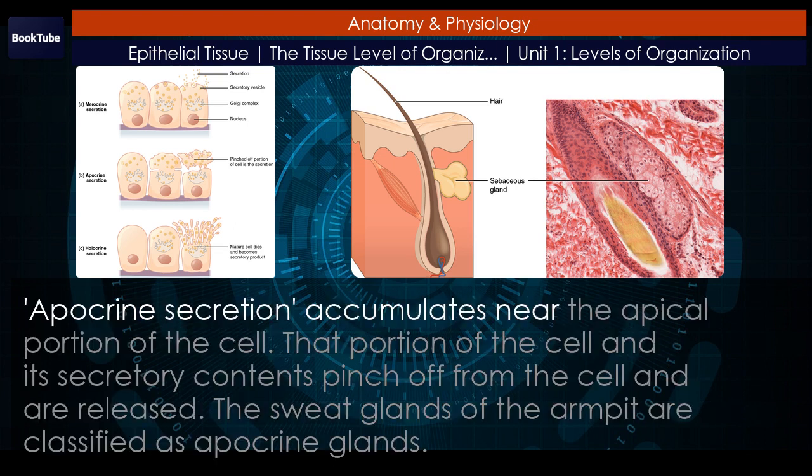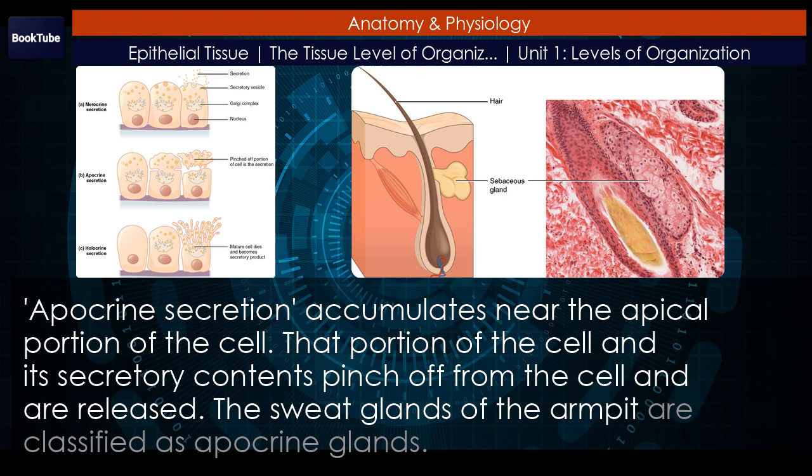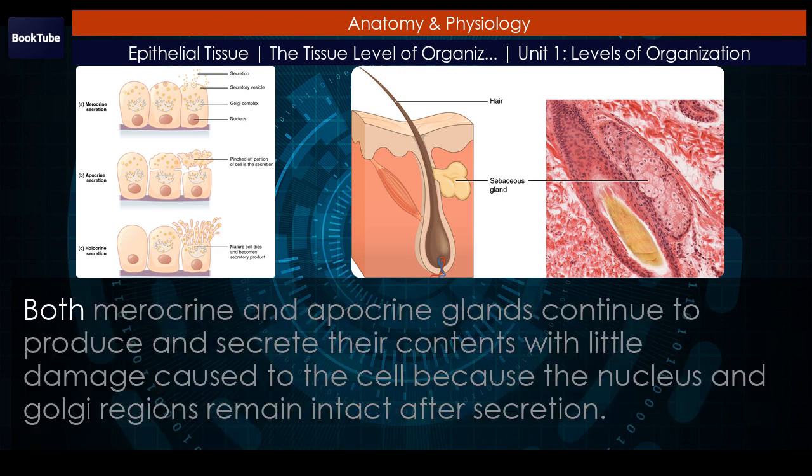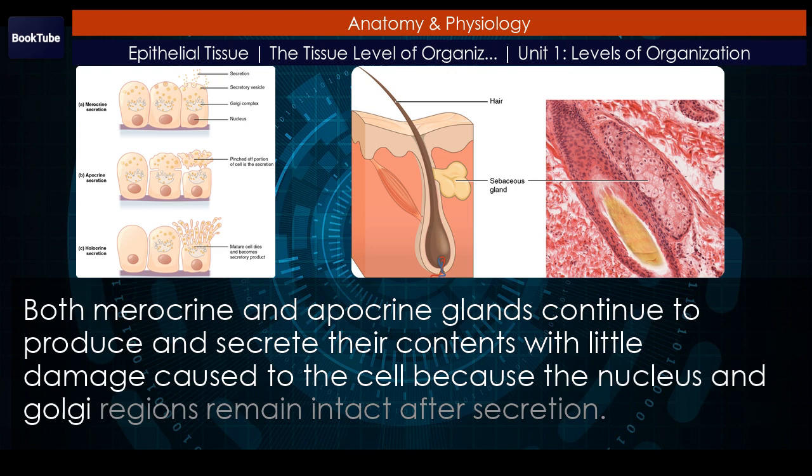Apocrine secretion accumulates near the apical portion of the cell. That portion of the cell and its secretory contents pinch off from the cell and are released. The sweat glands of the armpit are classified as apocrine glands. Both merocrine and apocrine glands continue to produce and secrete their contents with little damage caused to the cell because the nucleus and Golgi regions remain intact after secretion.